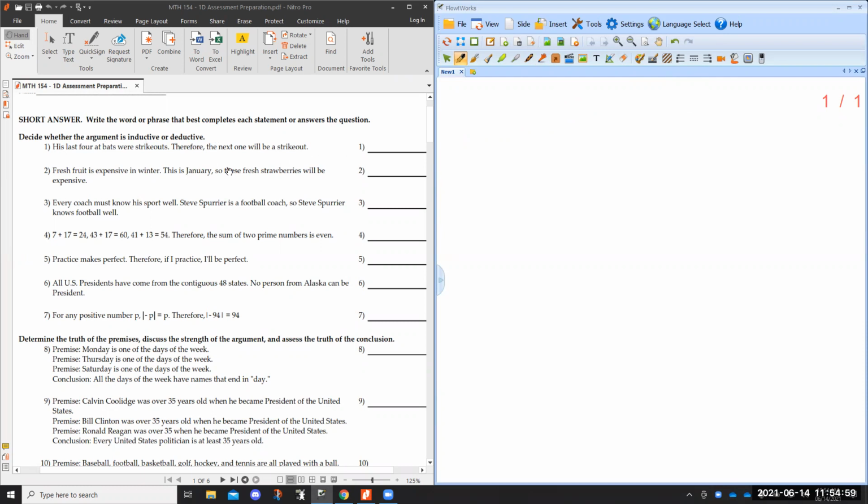Decide whether the argument is inductive or deductive first. His last 4 bats were strikeouts, therefore the next one will be a strikeout. That's inductive. It is taking a little bit of information that already exists and trying to conclude something that is a bigger conclusion from something that doesn't exist, right? And so that's not deductive, that's inductive.